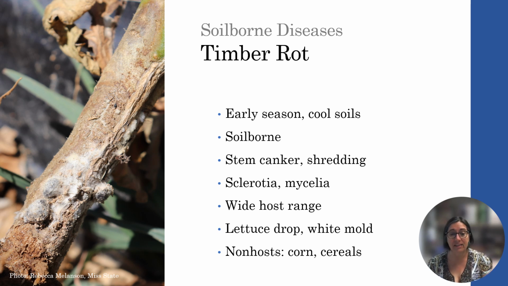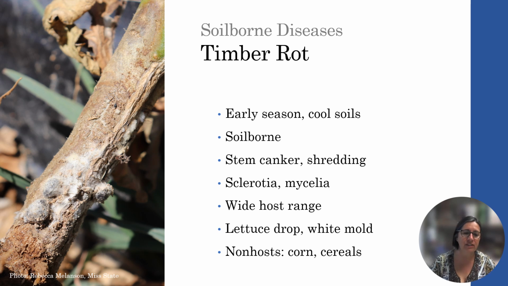Our next disease, and this is definitely a priority disease for some growers, other growers maybe not so much. It's a soil-borne disease, timber rot. Timber rot is caused by the fungal pathogen Sclerotinia, which is the same pathogen that causes drop in lettuce, white mold in beans. So diseases go by different names, but they're the same pathogen. So wide host range. The timber rot disease, or the pathogen Sclerotinia, is an early season disease. Early season meaning in Kentucky, April and May. So this pathogen likes cool soils, cool temperatures.